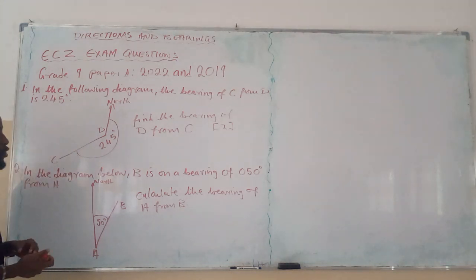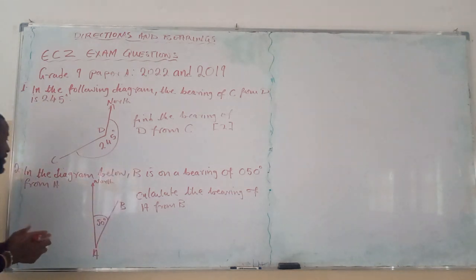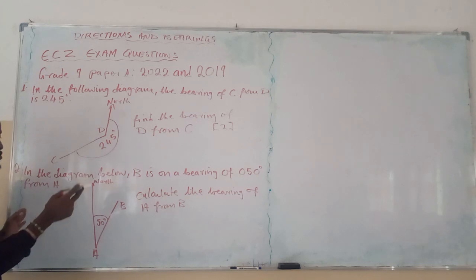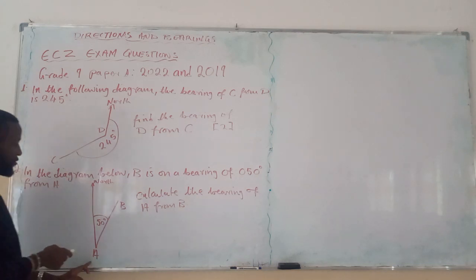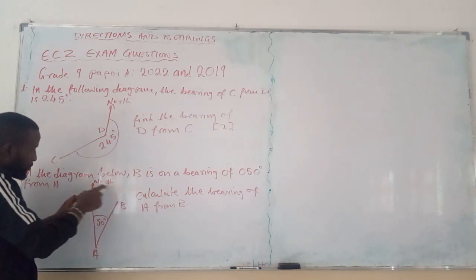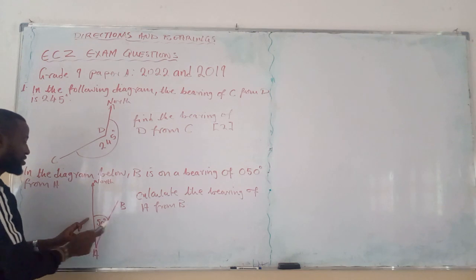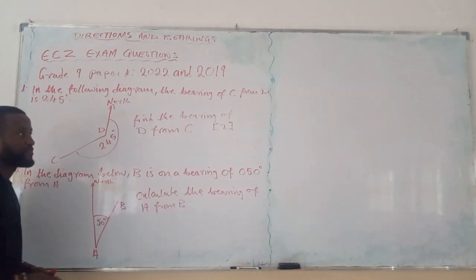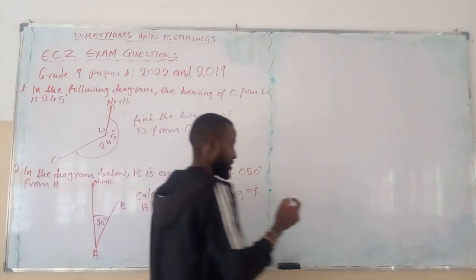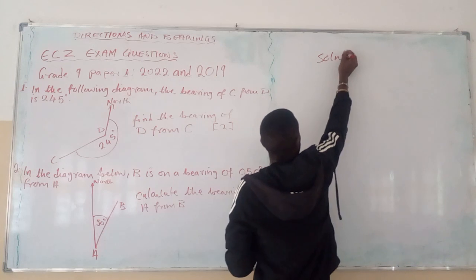In the diagram below, B is on a bearing of 050 degrees, meaning B is on a bearing of 050 degrees from A. So this is my A, and I'm coming from A. So at A, I need to draw the North Pole, you see it? And then I draw my bearing all the way to the B line, which is 50 degrees. Calculate the bearing of A from B. Solutions. Let's work out the solutions on these simple things.